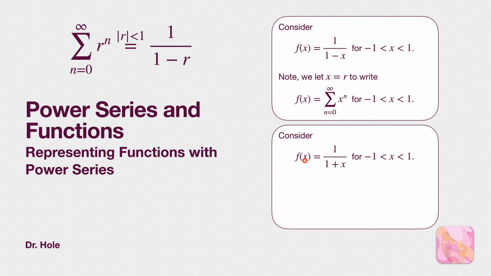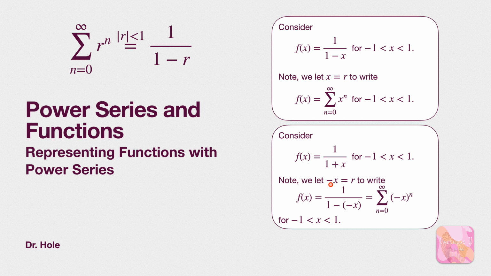Consider another function f. Instead of 1 over 1 minus x, if we consider 1 over 1 plus x, same restriction. Instead of letting x equal r, we can take advantage of the fact that 1 plus x is the same thing as 1 minus negative x, to then swap out negative x for r. So very nice. All we've done is found a form to match up identically with this formula, which suggests a substitution for the r and leads directly to a power series.